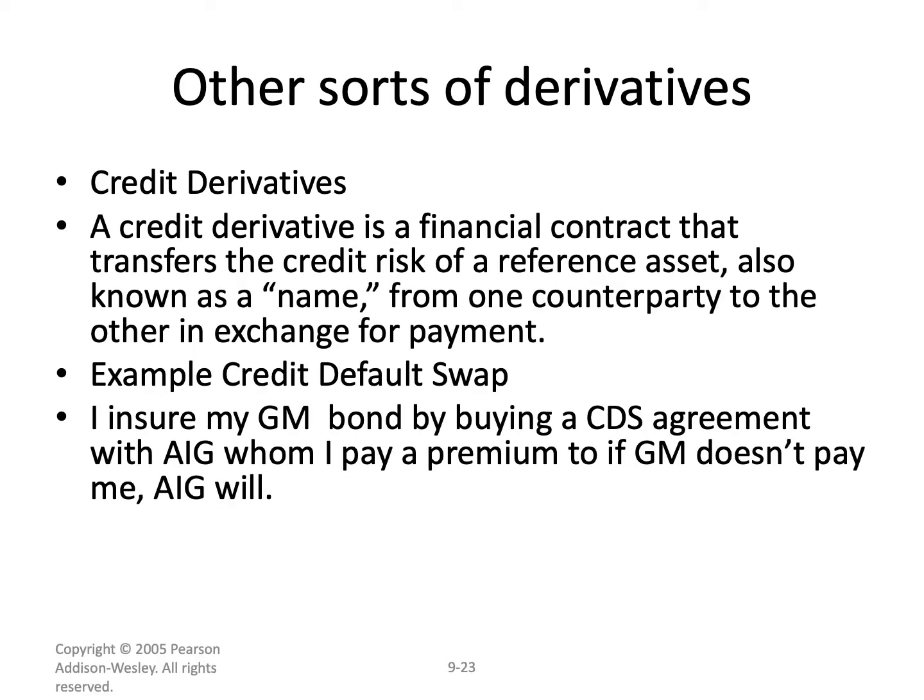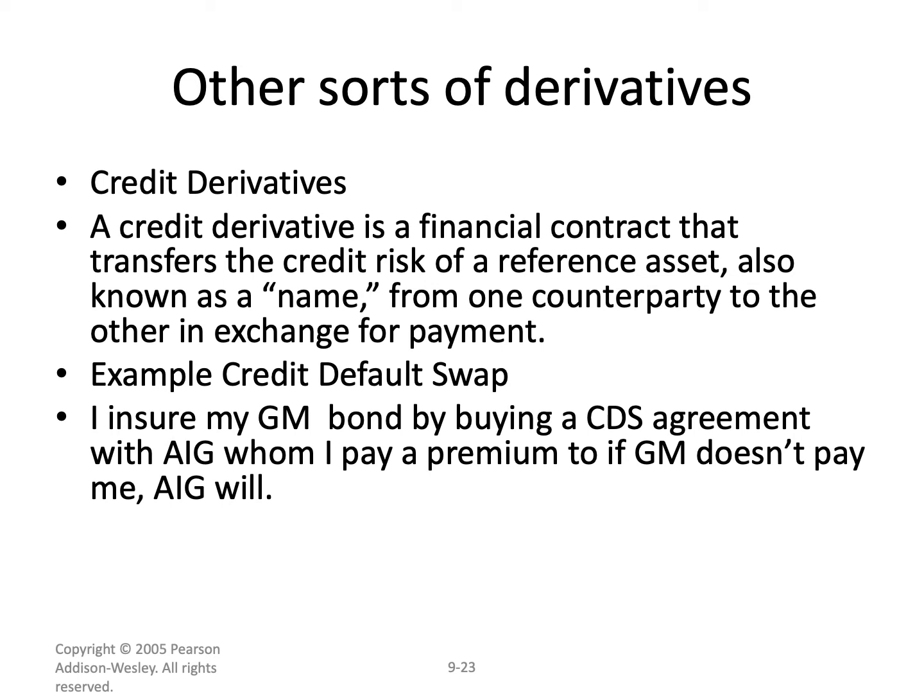There are other forms of derivatives. There's credit derivatives. Credit derivatives are financial contract that transfers the credit risk of a reference asset, also known as a name, from one counterparty to another in exchange for payment. An example will be a credit default swap, which we'll look at later in this lecture.